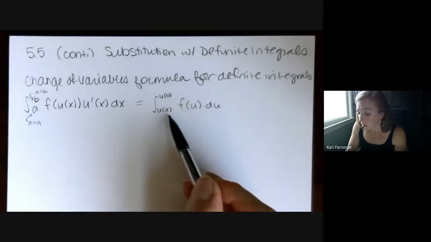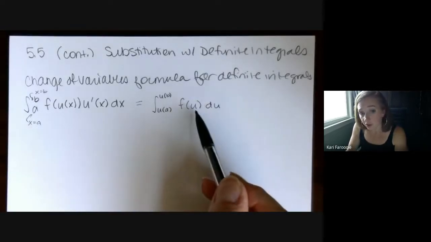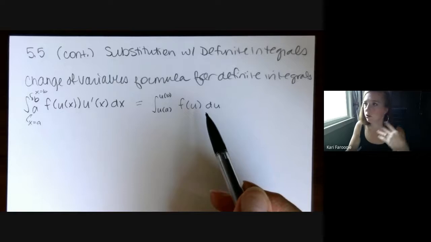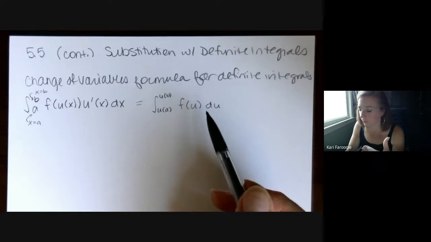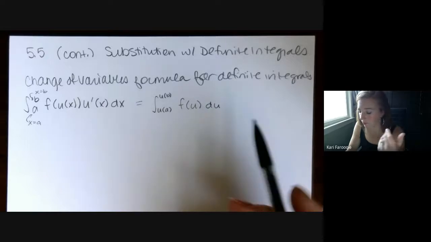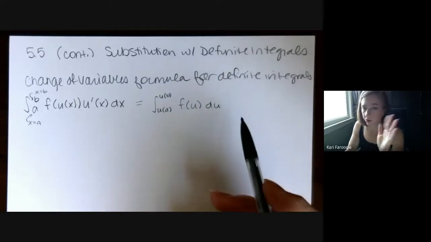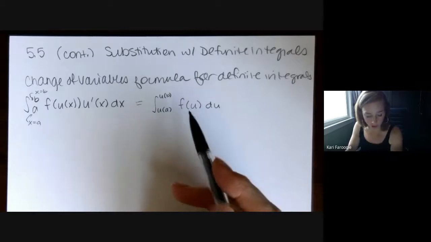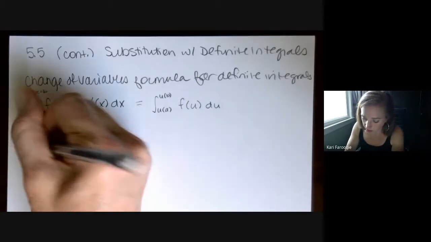The nice thing about this is you don't have to back substitute. Normally, when we do an integration by substitution problem, you get to the end, you have some function in u, and then you swap back in for x. If you use this formula and switch your limits to u limits, you don't have to back substitute for x. But either back substitute or do this. Don't do both. So let me show you how this works with an example.